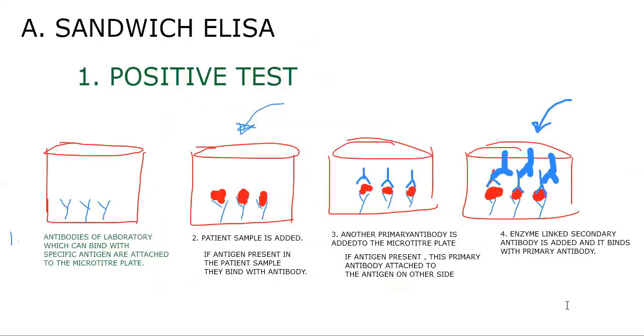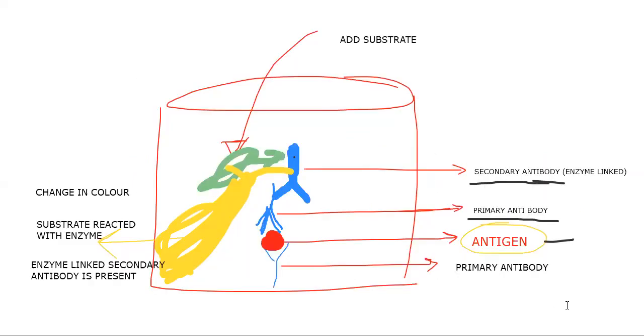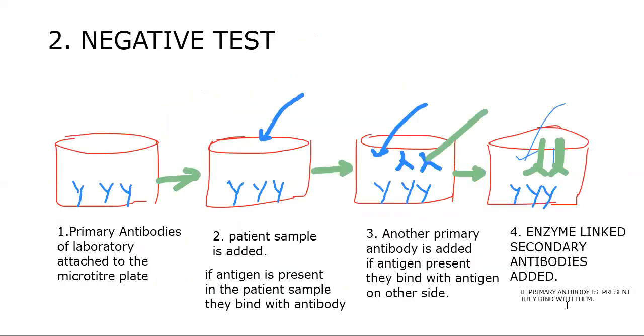That's it. Then negative. Let us see. Negative means when it will come negative. Okay, as usual, the laboratory antibodies are in the microtiter plate. The primary antibodies are attached to the microtiter plate, and the patient sample is added. When we add the patient sample, you see these arrow marks. Arrow marks indicate every time we absorb the free fluid. If antigen is present in the patient sample, they bind. If the patient sample is without antigen, they can't.